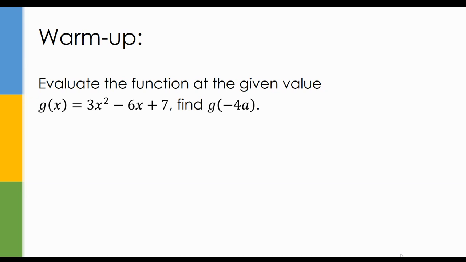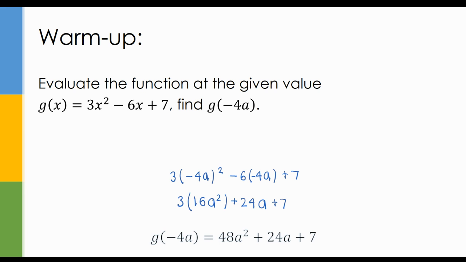I would suggest that you pause the video and try evaluating this function to find g of -4a. Hopefully you substituted -4a into both of the values of x, and then once you simplified it, you should have gotten 48a squared plus 24a plus 7.